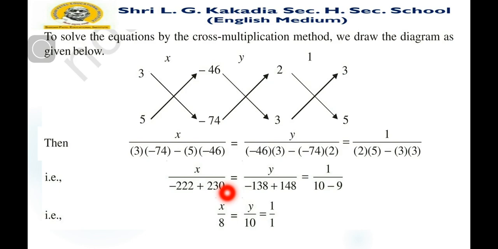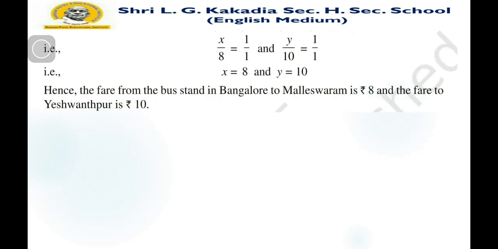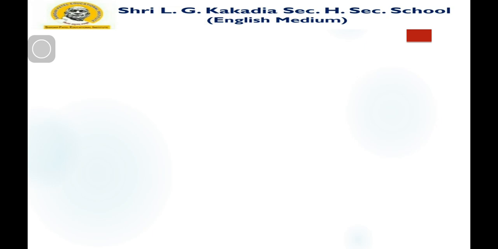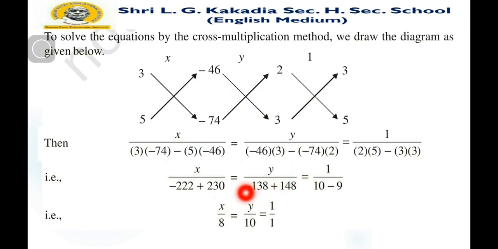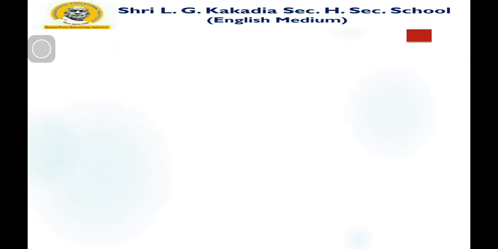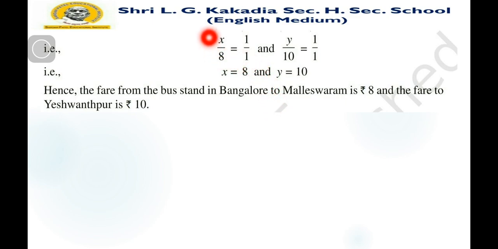Now we compare x upon 8 and y upon 10 with the last constant term, 1 upon 1. So we compare x upon 8 with 1 upon 1 and y upon 10 with 1 upon 1. Then we get such type of equation here. Then x is equal to 8 multiplied by 1, and y is 10 multiplied by 1. Then we get x is equal to 8 and y is equal to 10, as you can see here.